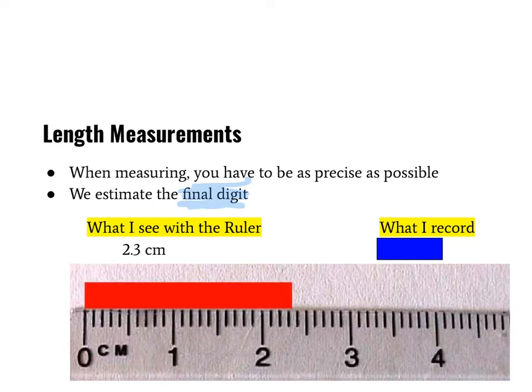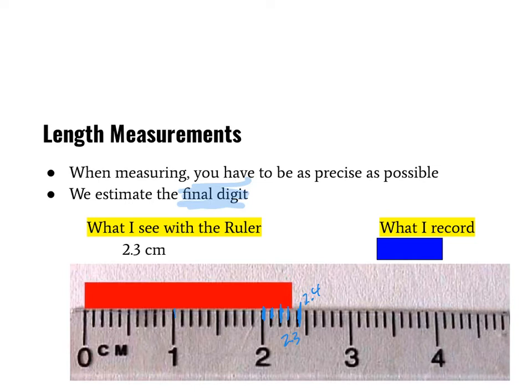Basically, when we estimate that final digit, if I look at this red bar and I'm trying to measure just how long it is, I can see with the ruler, right? I can count. We've got 1 centimeter, we've got 2 centimeters, and I can count 2.1, I can count 2.2, I can count 2.3. Let me just write that on here, 2.3. And then here's 2.4. So you can kind of see that it's right in between.